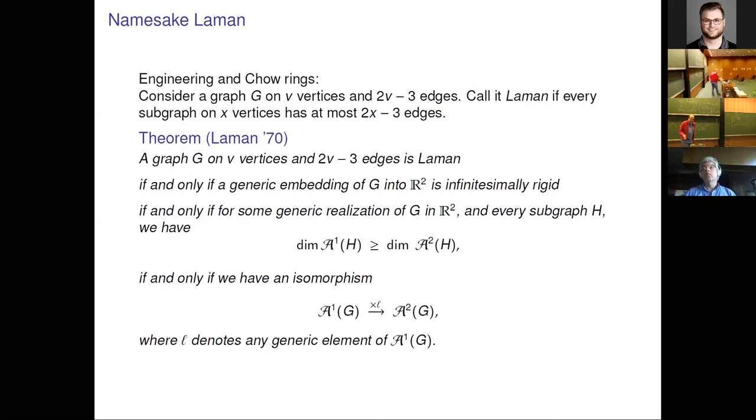So for instance, if you have your building built out of sticks that are glued together, then it should be in some way rigid, like at least infinitesimally rigid. So you shouldn't be able to deform it, or in other words, any deformation of the building that keeps some of the sticks intact should come from a global isometry.